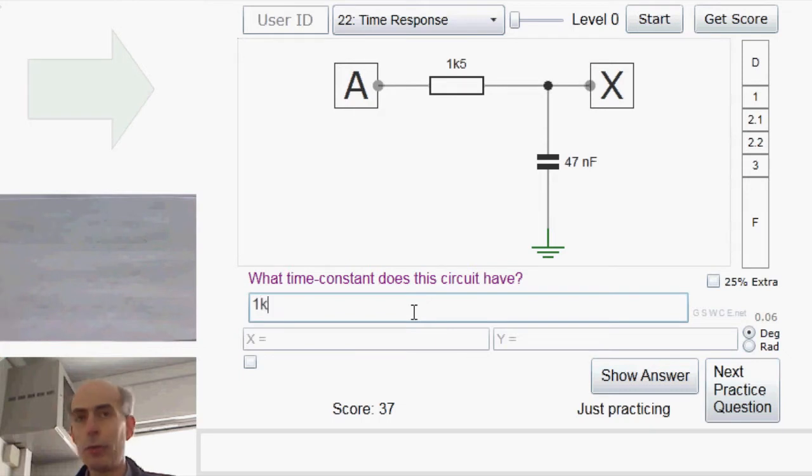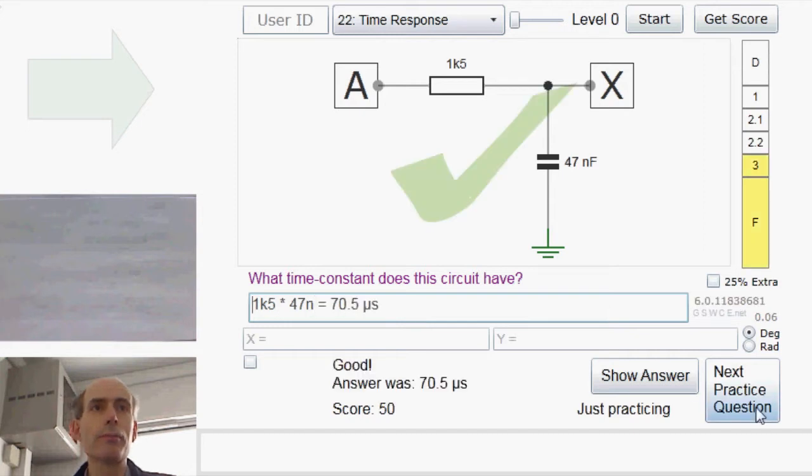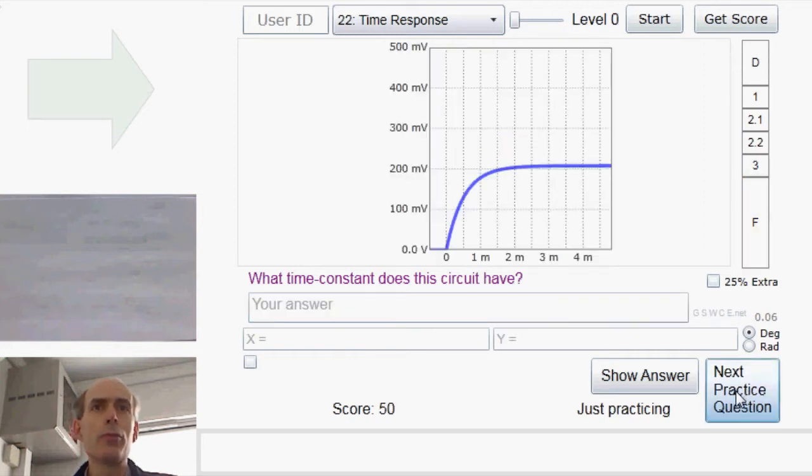Just as easy, it doesn't really matter which way round the components are, the time constant is still the resistance times the capacitance. We just did that one.